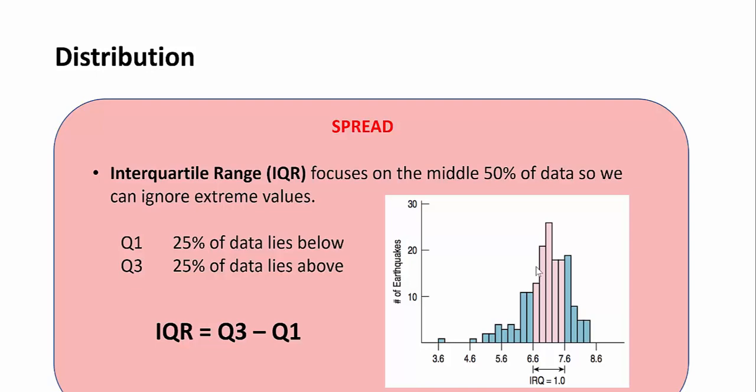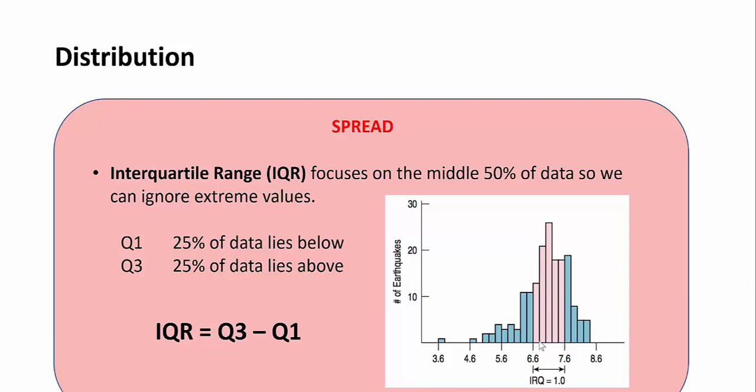The way that we calculate that is to find first the median. We would then find the median of the first half. That's going to be called Q1. So that way 25% of the data is below that. We would then find the median between the median and the maximum value. That would be Q3, where 25% of the data would lie above.